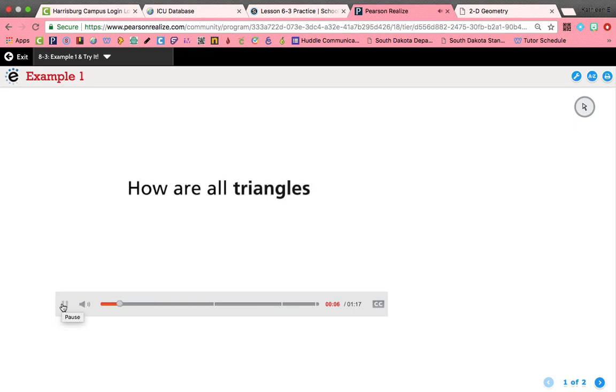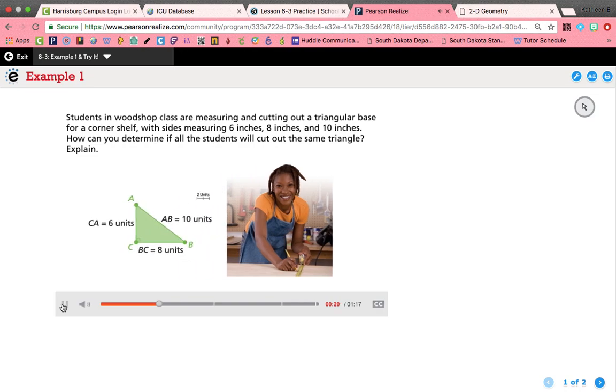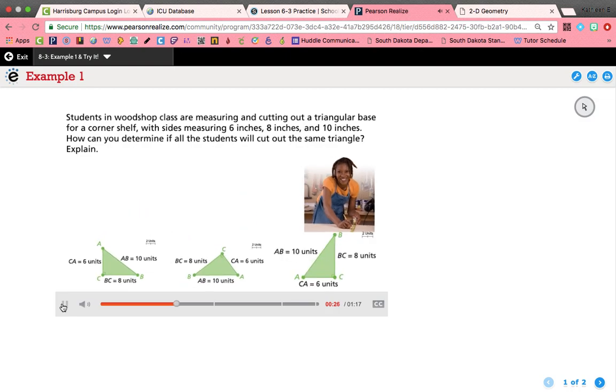How are all triangles with the same side lengths alike? Think about this question during the lesson. Students in woodshop class are measuring and cutting out a triangular base for a corner shelf, with sides measuring 6 inches, 8 inches, and 10 inches. How can you determine if all the students will cut out the same triangle? Explain.